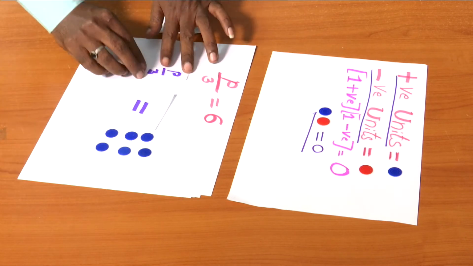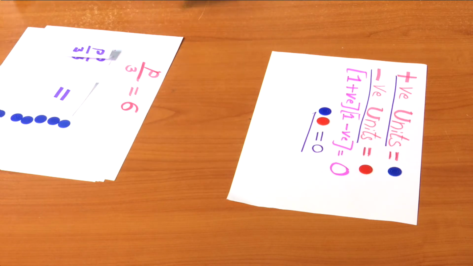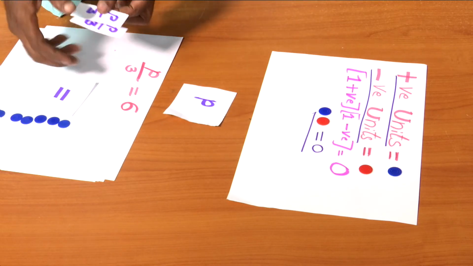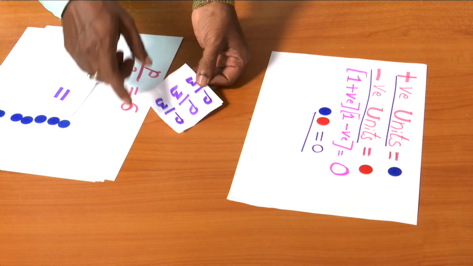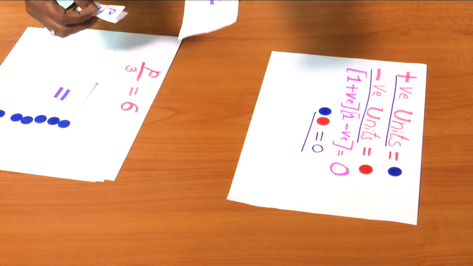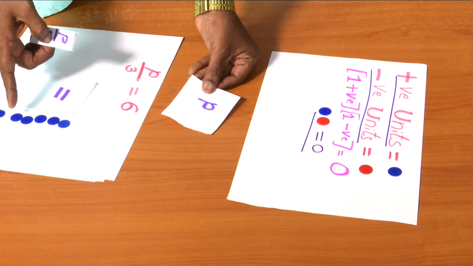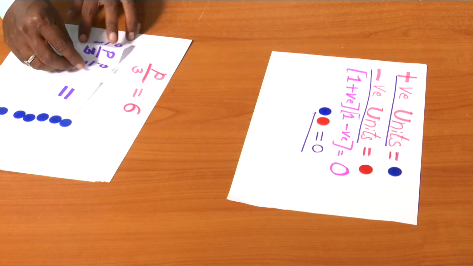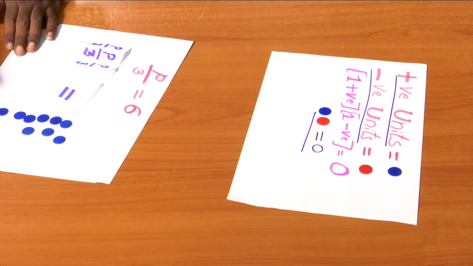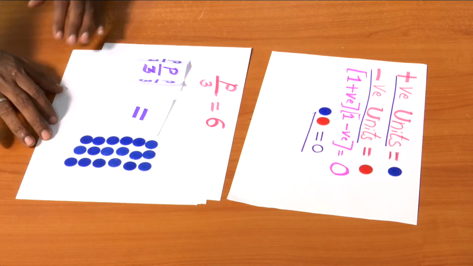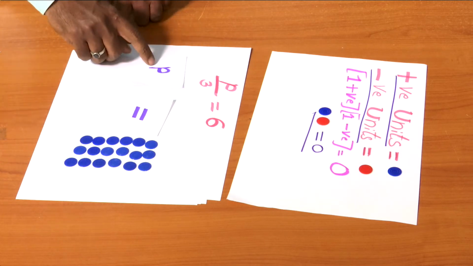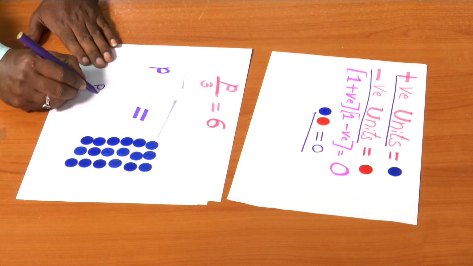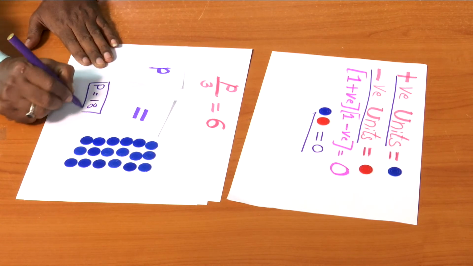Next, p by 3 is equal to 6. If you want 1 p, 3 times p by 3 is equal to 1 p. How many times? 3 times. If you want p, we must take 3 times of this one. Therefore, 3 times of p by 3 is p. p is equal to how much? p is equal to 18.